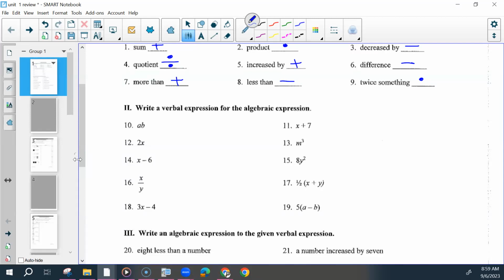So we can pick ones that you have, but we're not going to do every single problem on this review. It would take way too long.